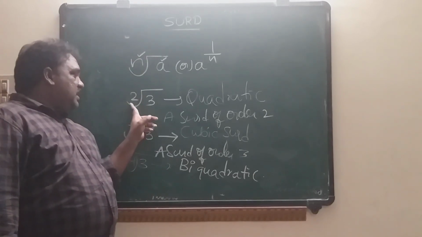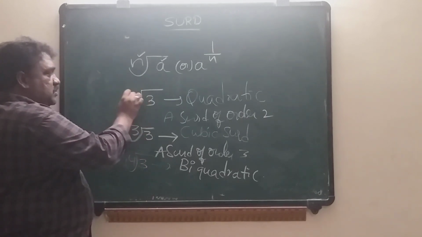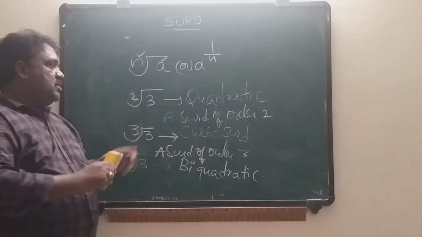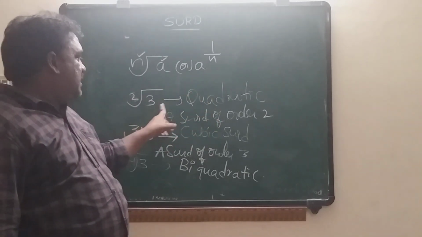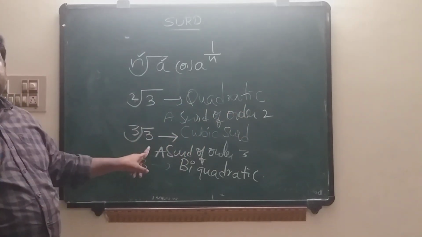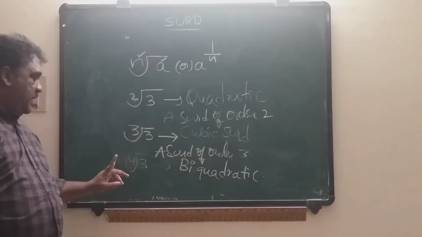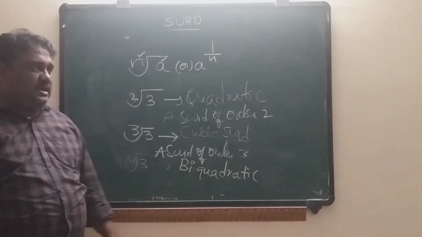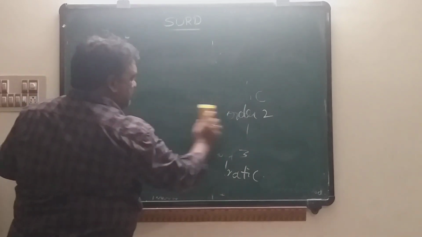A surd of order 2, you can write without the 2 also. With 2 or without 2, same meaning. So a surd of order 2 is known as a quadratic surd. A surd of order 3 is known as a cubic surd. A surd of order 4 is known as a biquadratic surd. Now, we will see some examples of which are surds and which are not surds.